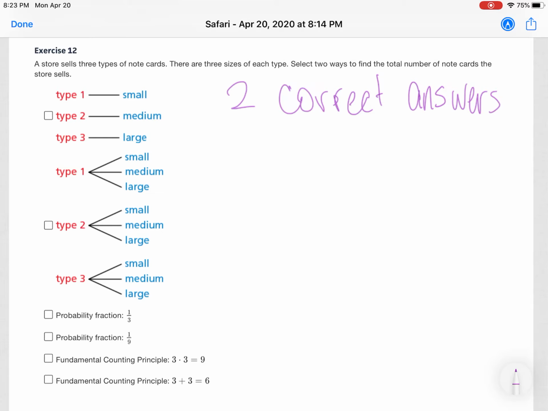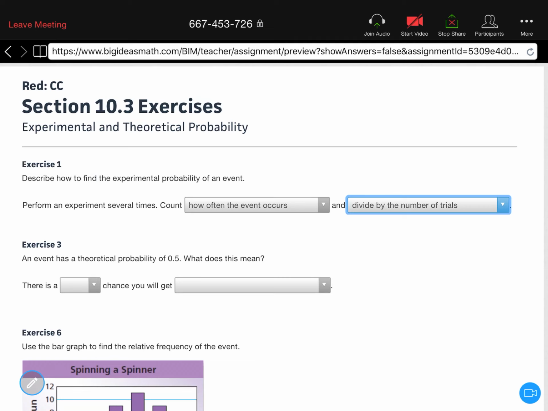So using that there's 3 types, you're going to list those first. Then off of each of those 3 types, there's 3 sizes. That should be branched off of there. And then you would count the branches to get your final answer. Fundamental counting principle, you're going to multiply the number of types by the number of sizes, and that will give you the number of possible outcomes. Oh, I'm sorry, guys.